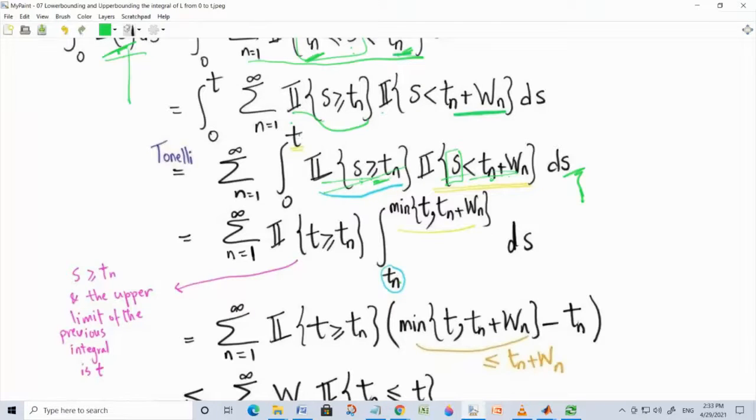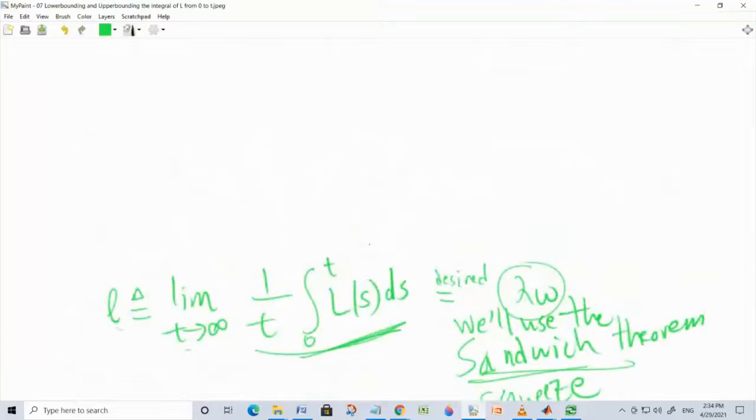If it happens that t, which is the upper limit of integration, is less than Tn, then this integral is 0, right? So if this lower bound on s exceeds t, that's it. Your integration is basically 0, and so you need this indicator here to make sure that your upper bound is greater than your lower bound.